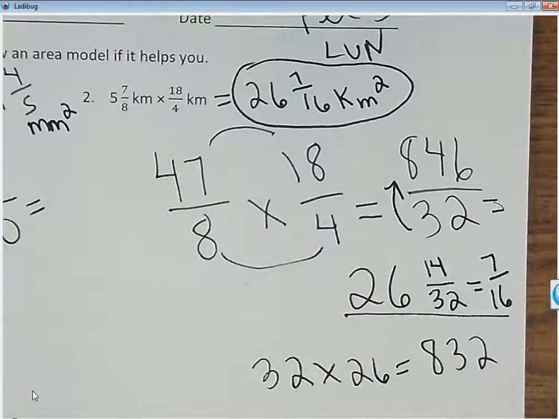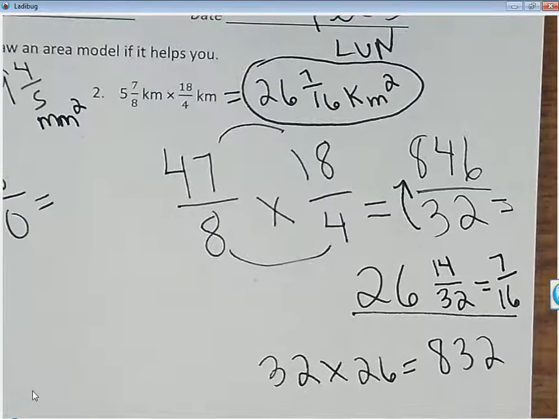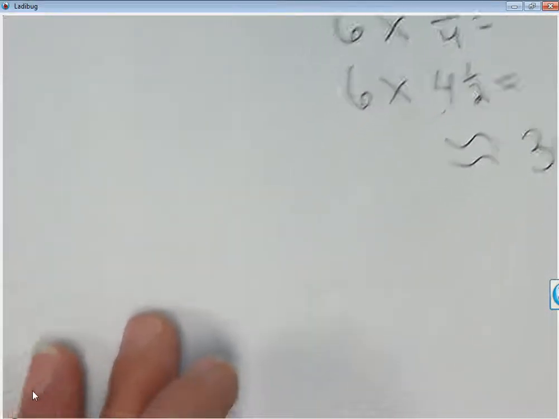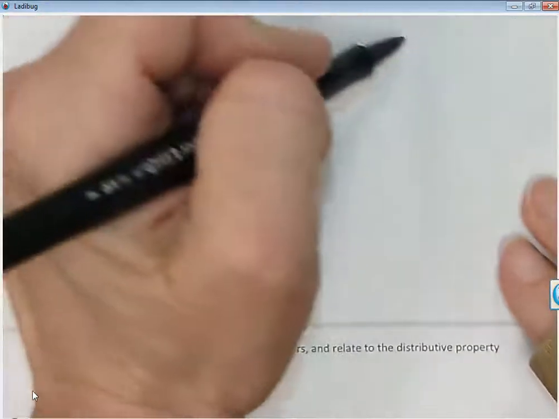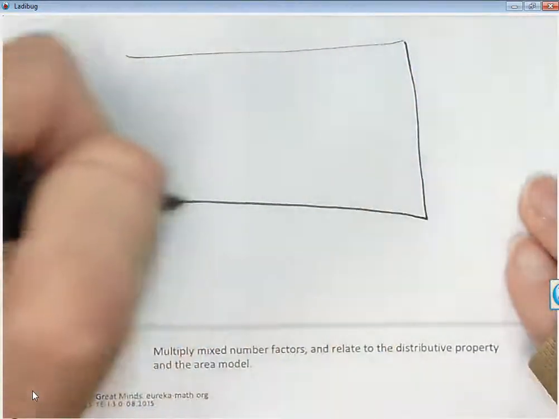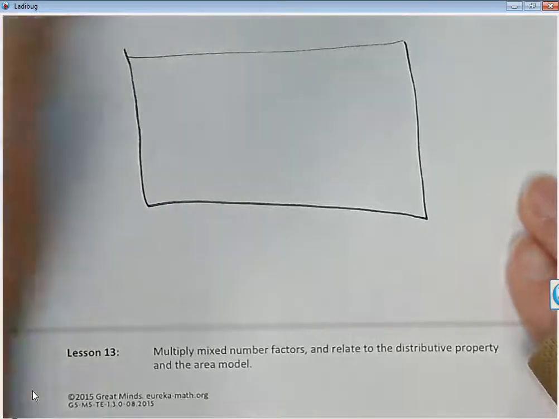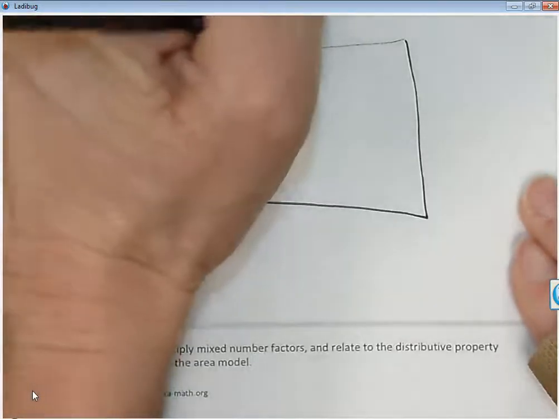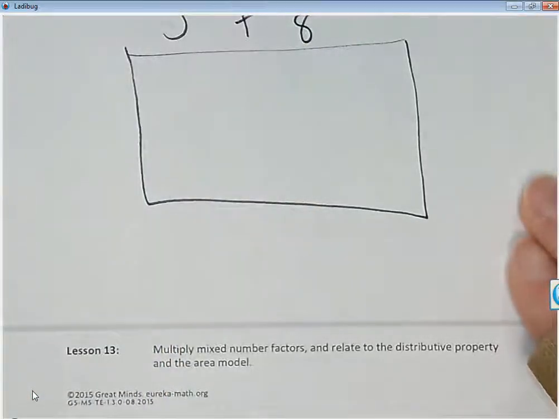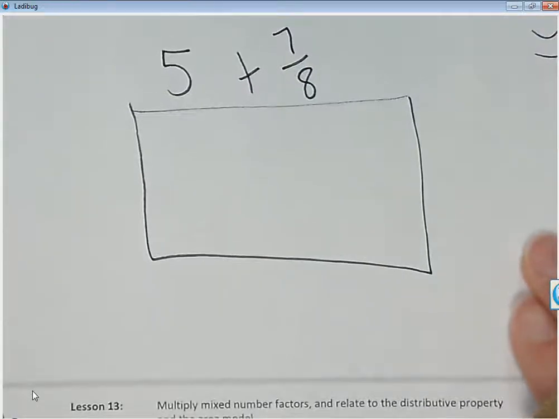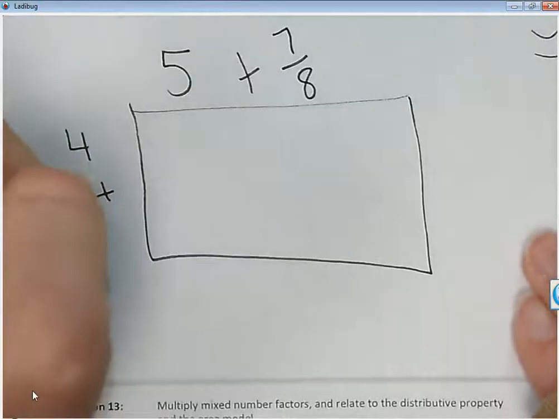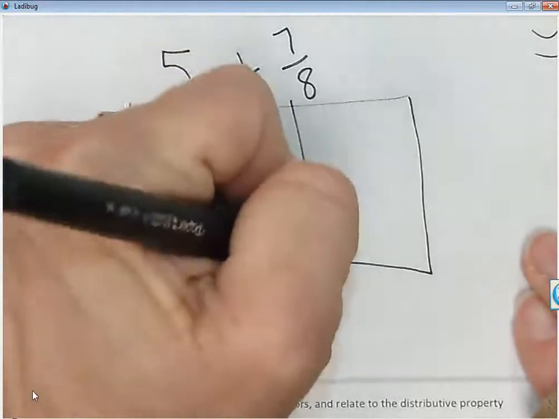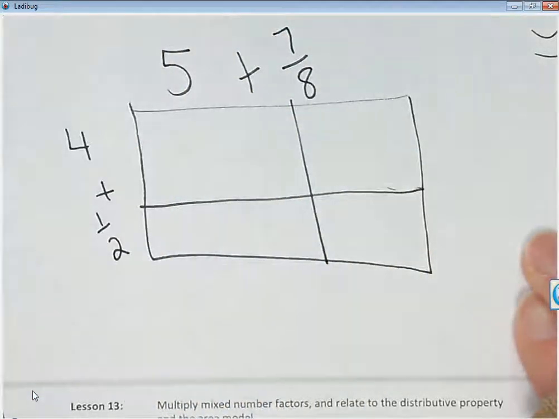All right, let's try this one on an area model. So we're going to make a big rectangle. We're going to put the 5 plus 7/8 on the top. And then we need the 18/4 as a mixed number. We already figured out that's 4.5. And then draw your lines. So we're going to multiply to find the box answers, and then add them up.